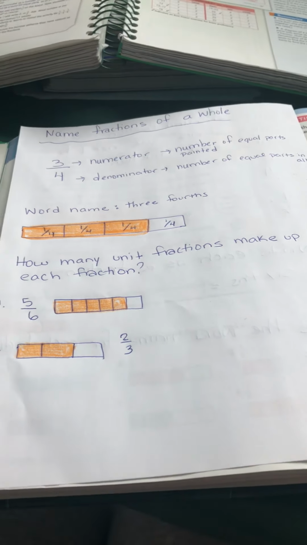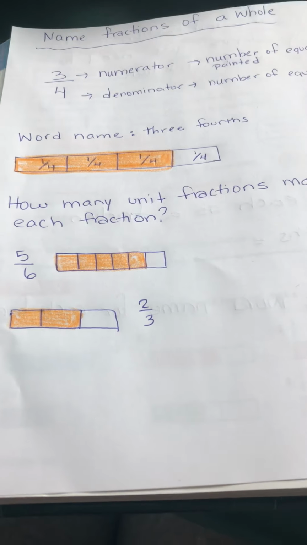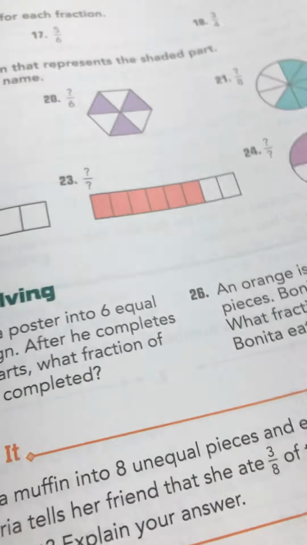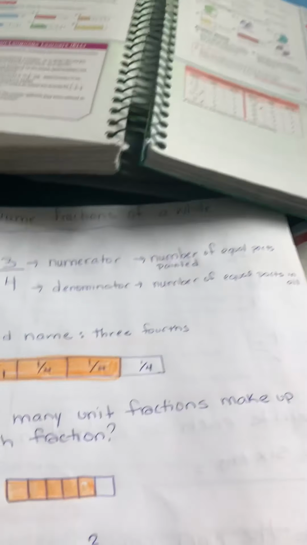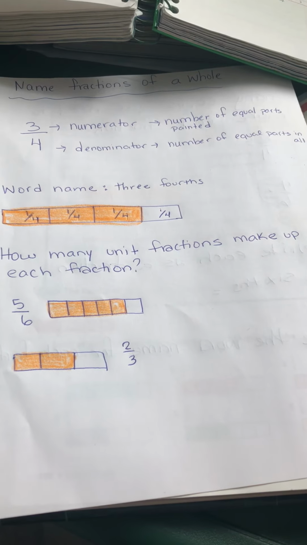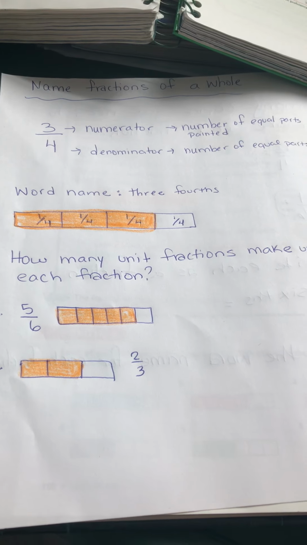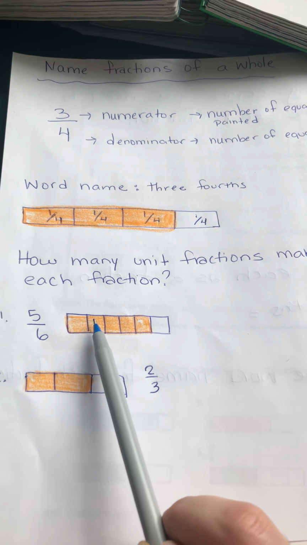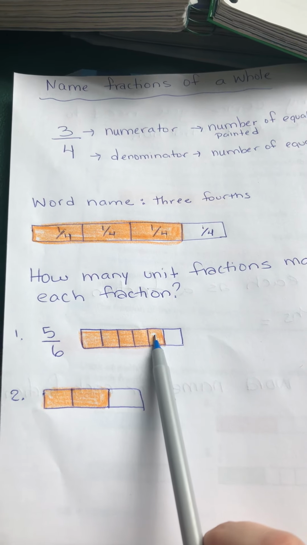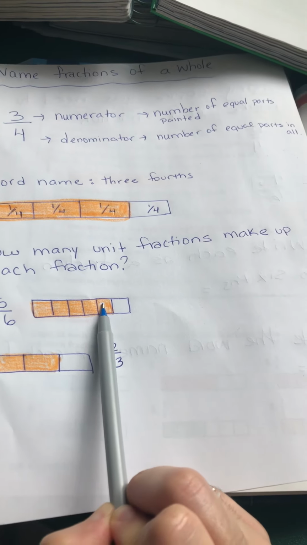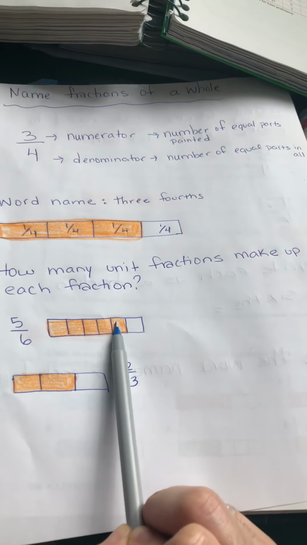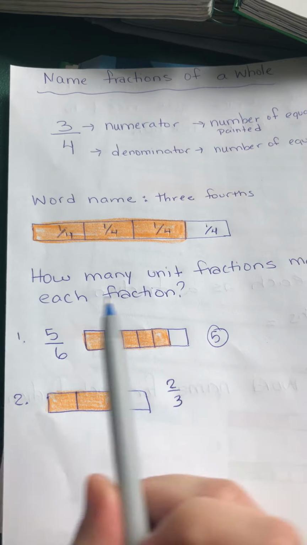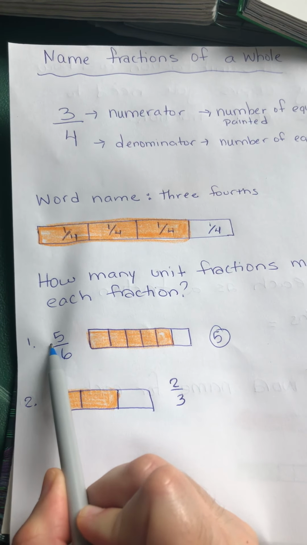How many unit fractions make up each fraction? So now we're going to be answering these 2 exercises. The question again says, how many unit fractions make up each fraction? So we just have to count the unit fractions that are colored. 1, 2, 3, 4, 5. So we have 5 unit fractions that make up each fraction. So we write 5 here. Notice that it would be the same number that we have as the numerator.